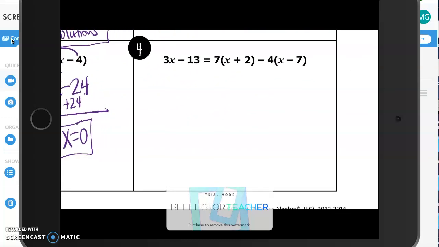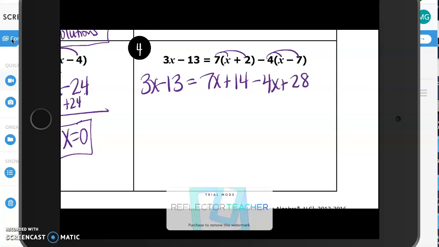And finally, number 4, the left-hand side does not need to be simplified. The right-hand side, 7x plus 14 when I distribute. Here you need to be careful and distribute negative 4, so minus 4x plus 28. So 3x minus 13 equals 7 minus 4 gives me another 3x. 14 plus 28 gives me plus 42.